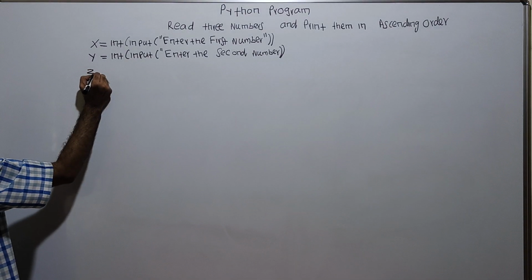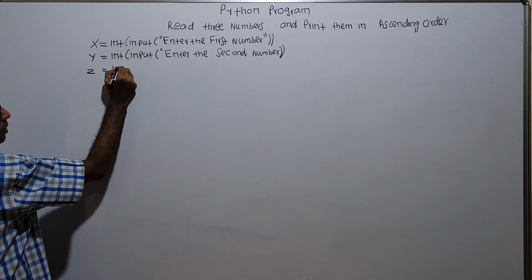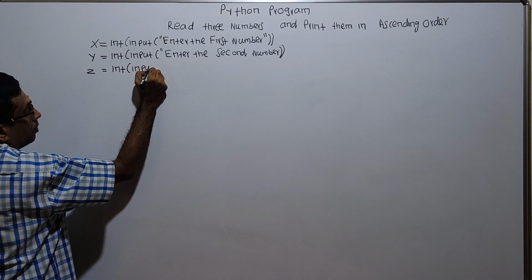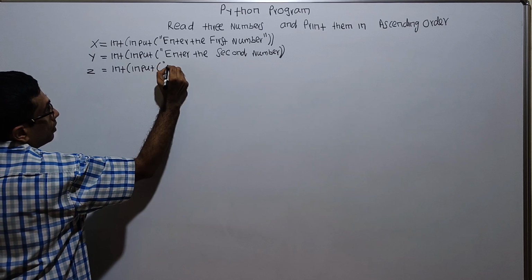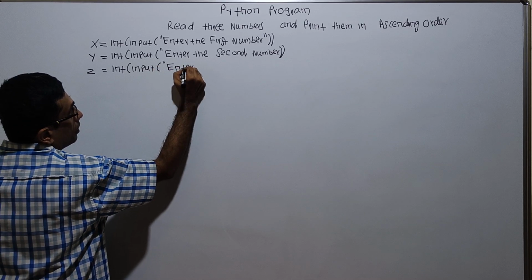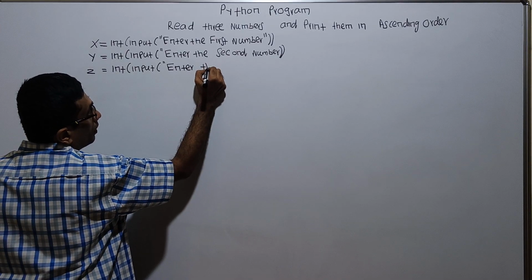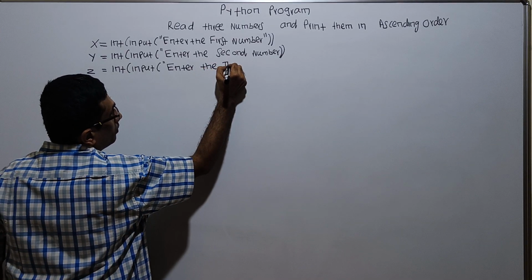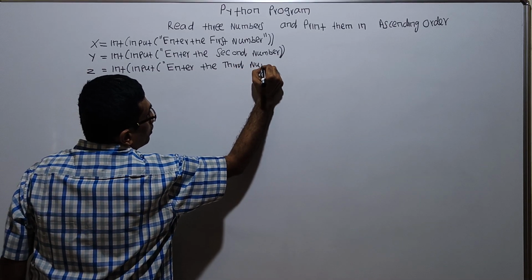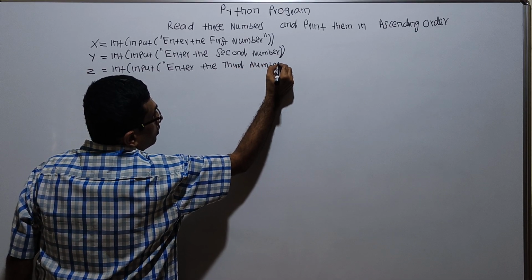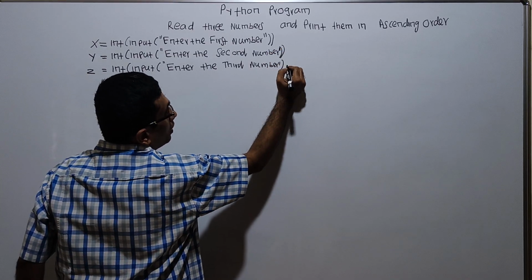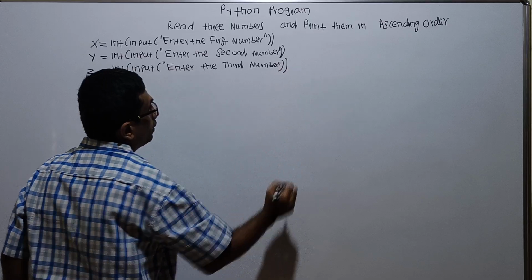z equal to int of input of "Enter the third number". Close the double quotation, closing the input function, closing the int function.